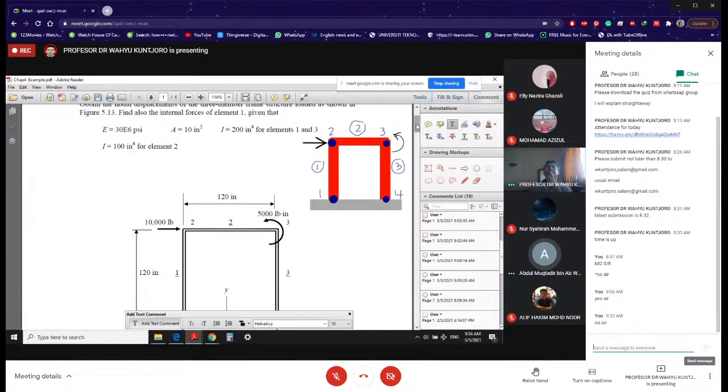May I ask, why only in the bar and the beam and frame we only have moment, and why not in bar and truss? Okay. To answer this question, we need to go back to statics and strength of material.